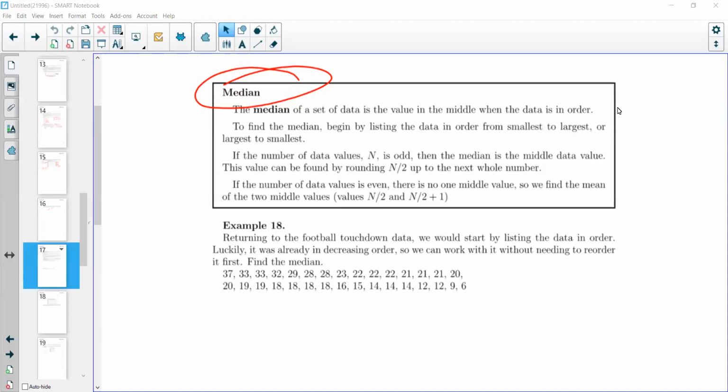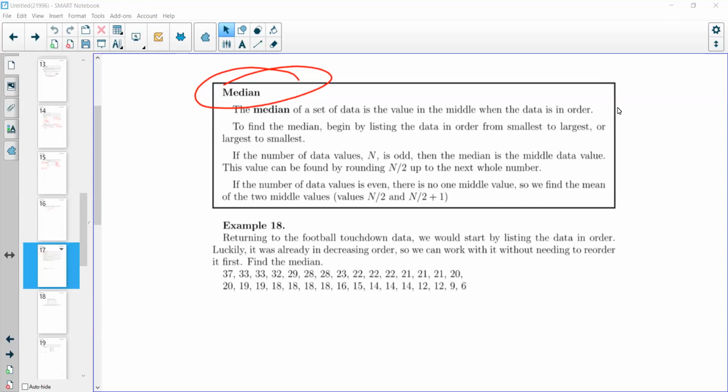So the median of a set of data is the value in the middle when the data is in order. To find the median, we begin by listing the data in order from smallest to largest or largest to smallest. I highly recommend getting into the habit of going smallest to largest. If the number of data values n is odd, then the median is the middle data value and can be found by rounding n divided by 2 up to the next whole number. So if you have a decimal value when you divide, you're going to round up.